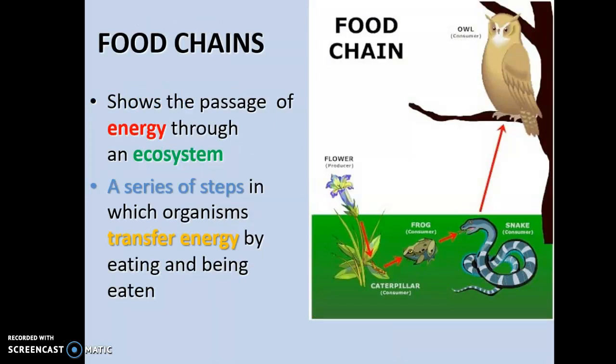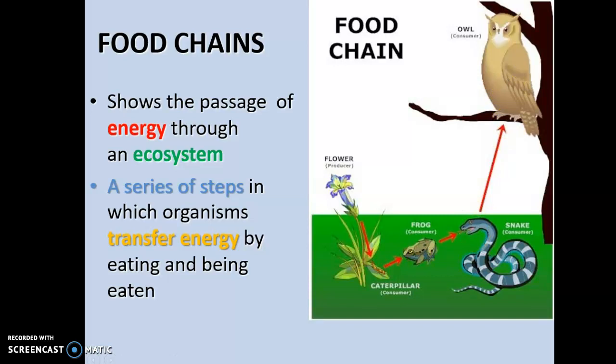Food chains. So food chains show you the passage of energy through an ecosystem. They only show you a series of steps in which organisms transfer energy by eating or being eaten. They will only go in one direction, and they'll have a total of probably only 4 or 5. The only thing missing here is the sun. Sun gives its energy to the flower. The flower gives its energy to this caterpillar. Caterpillar gives energy to the frog, gives energy to the snake, gives energy to the owl.